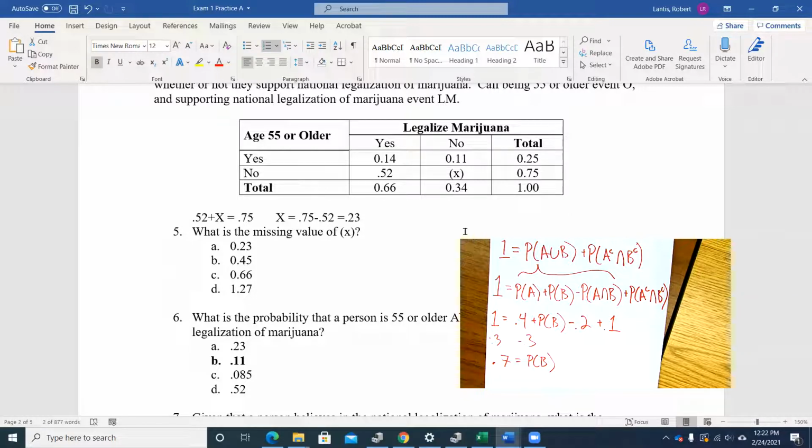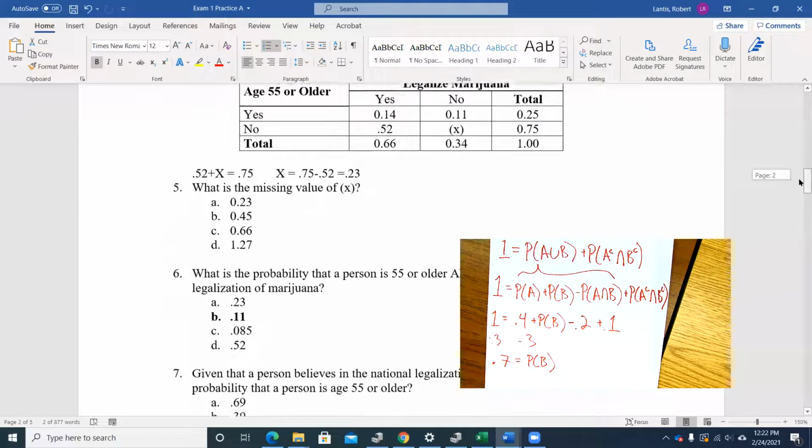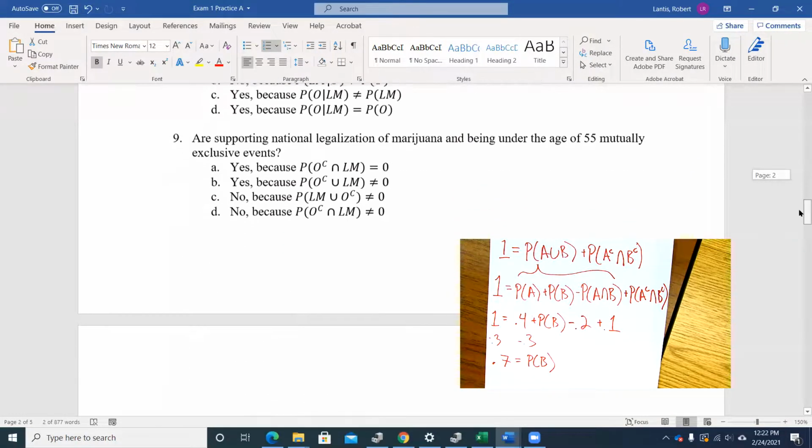So be prepared to be able to find the union of two events using a contingency table for the exam as well. If we have time at the end today, I'll work through one. If not, I'll make sure I work through one on Friday, but I wanted to mention that as some of you might be studying for the exam, make sure you know how to do that as well.